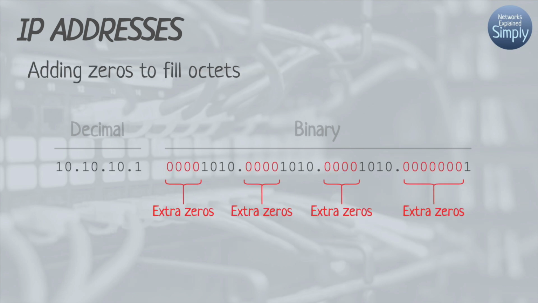When a decimal number is expressed in binary with less than 8 digits, as is the case with all of our numbers in this example, we simply add extra zeros to the left in order to make a complete octet. We can always add zeros to the left in any number system because adding zeros to the left will never change the value of a number.